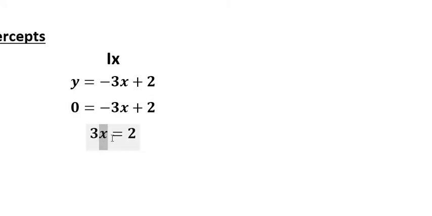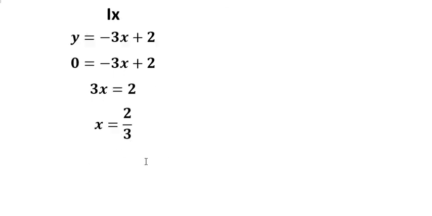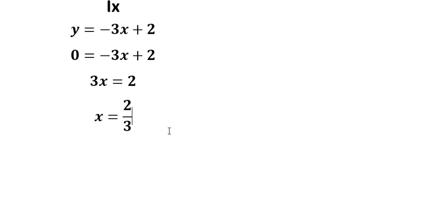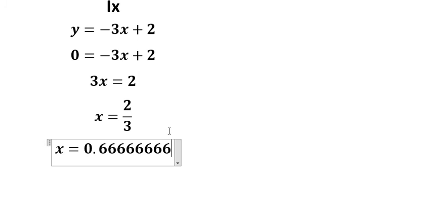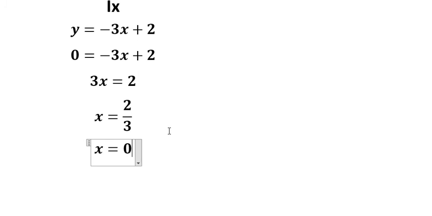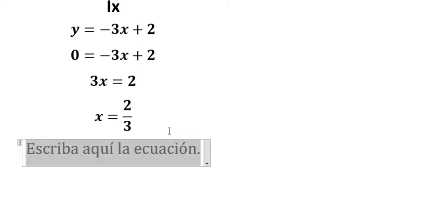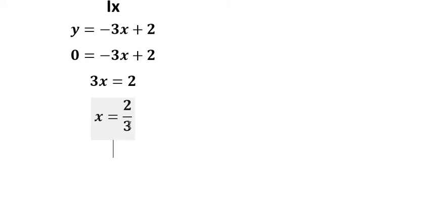To get rid of the number 3 and get the x alone, I need to pass 3 to divide, so it will be x equals 2 divided by 3. Okay. Now, if you divide 2 by 3, you will get x equals 0.66666, and that will go on forever, so we're not going to do that. We're going to leave it as a fraction. Okay, and this cannot be simplified, so that will be the answer.